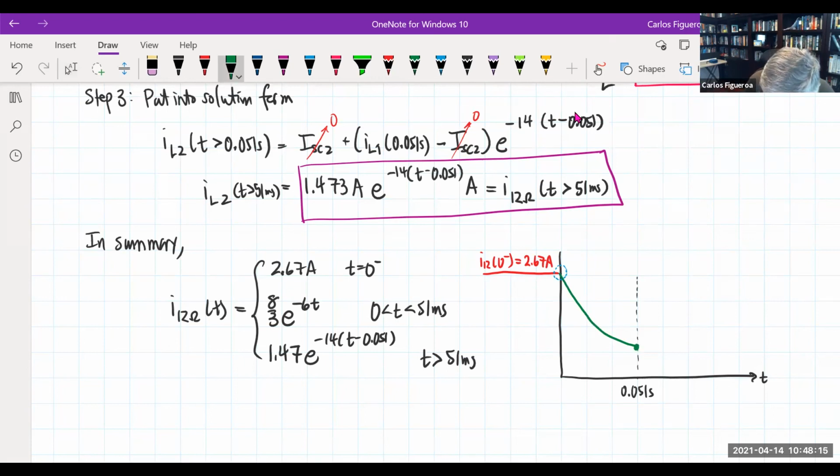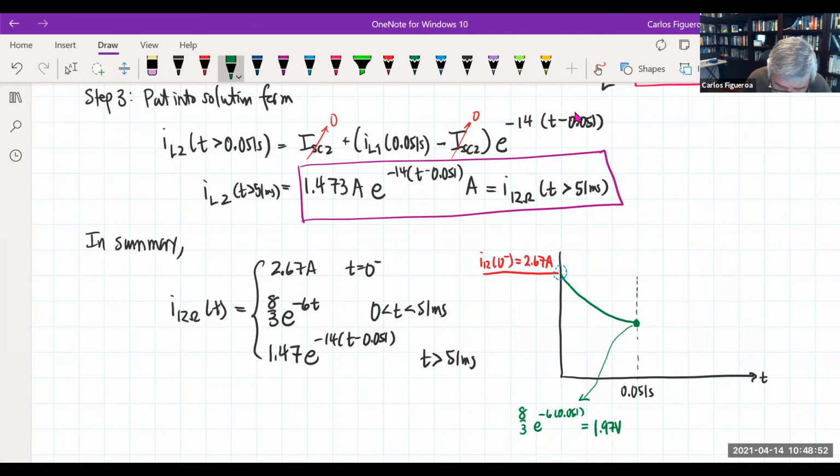So this value right here, I calculate this because this is going to be 8/3 times e to the minus 6 times 0.051. And I get a value of 1.97 amps, just sticking to 3 sig figs. So then what happens here? You know what? I'm going to do this a little bit higher. So then what happens here is that I'm going to go here. And so then my arrow goes right here. And that's what that value is.